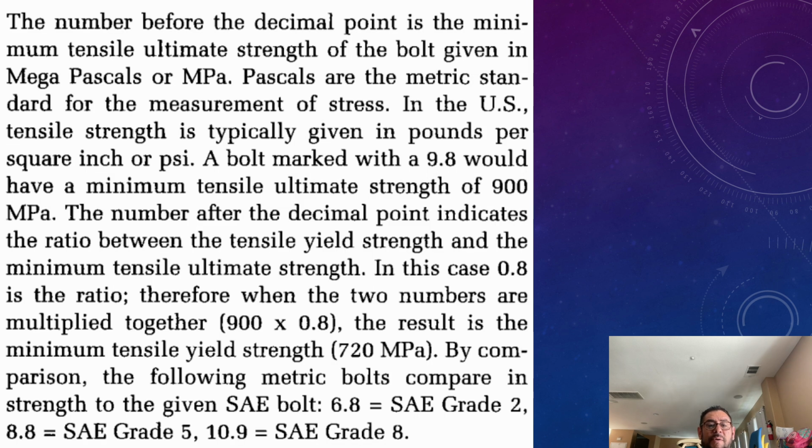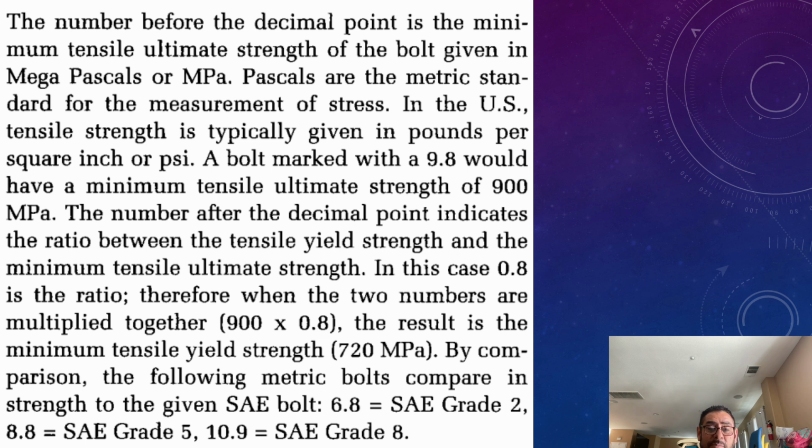The number before the decimal point is the minimum tensile ultimate strength of the bolt, given in megapascals or MPa. Pascals are the metric standard for measurement of stress. In the United States, tensile strength is typically given in pounds per square inch, PSI. A bolt marked with a 9.8 would have a minimum tensile ultimate strength of 900 MPa.